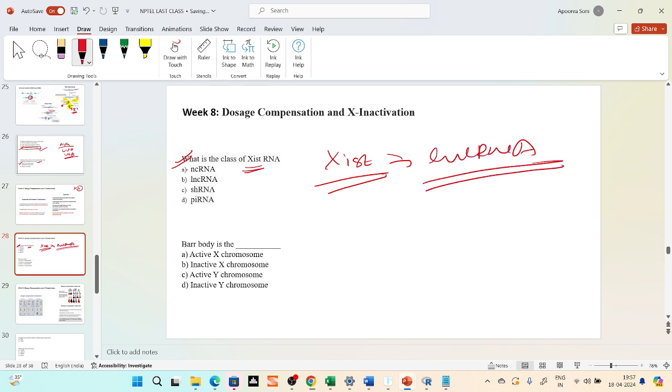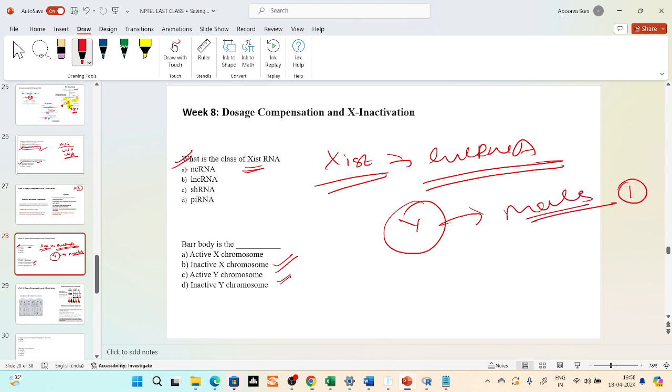Fine. Then, the bar body is the active X chromosome, inactive X chromosome, active Y chromosome or inactive Y chromosome. Always remember, there is no such thing as inactive Y chromosome. Why? Because Y is only one. Y is only present in males, and that too just one. So there is no need of Y to be inactive because X is present twice in females. That is why X needs to be inactive. So the bar body is the inactive X chromosome.